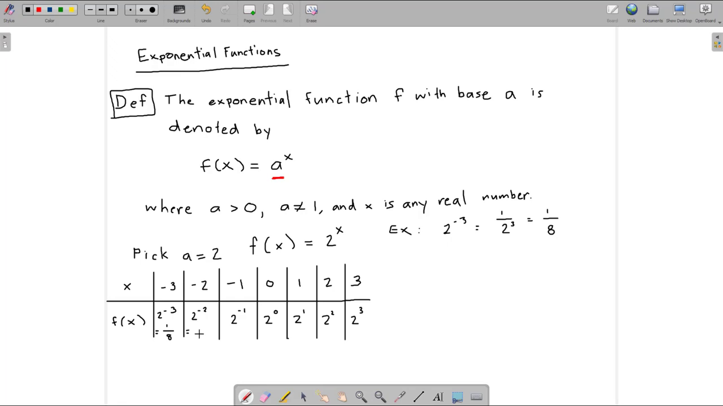Then the calculation will work the same way here. 2 to the -2 will become 1 over 2 squared, so 1/4. This will become 1/2. 2 to the 0, any constant to the 0 power is just 1. 2 to the first is just 2. 2 squared, that's 4. 2 to the third, that's 8. So these are the numbers that we're looking at here.